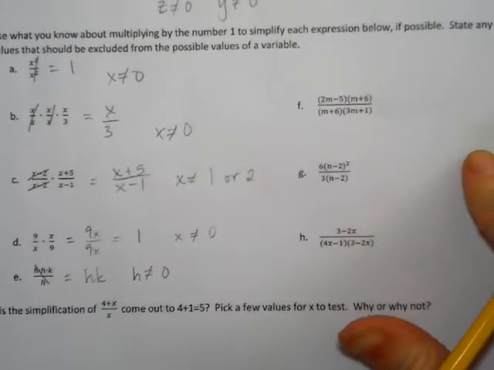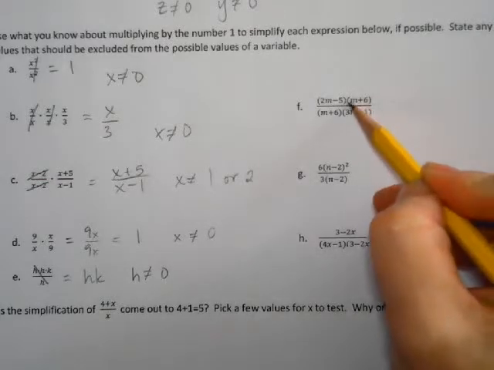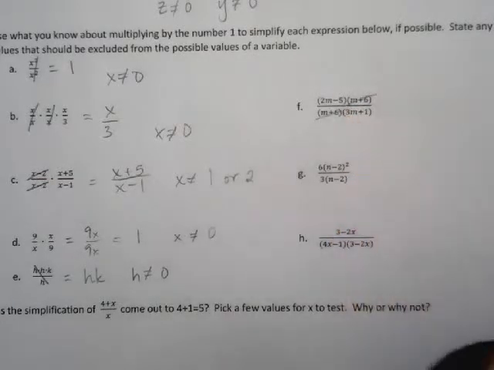Alright, over to F. What can I do with that one? Anything dividing out on that one? M plus 6, because I have exactly the same thing on the top and the bottom.